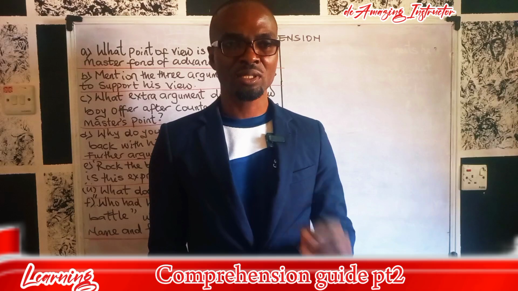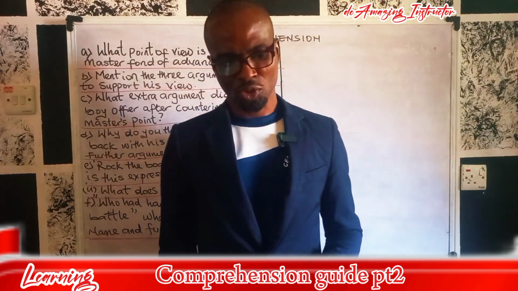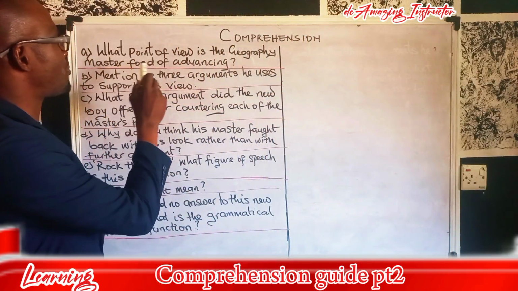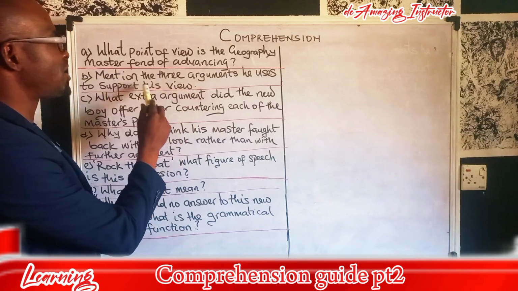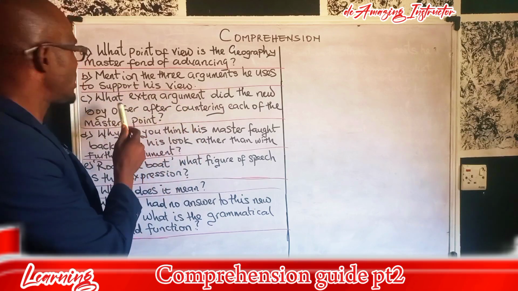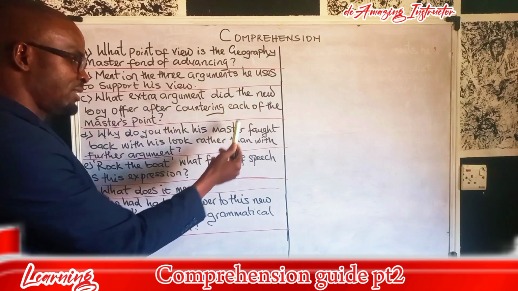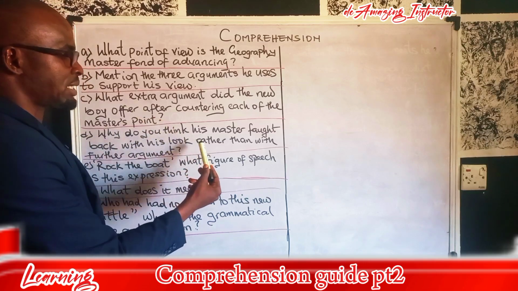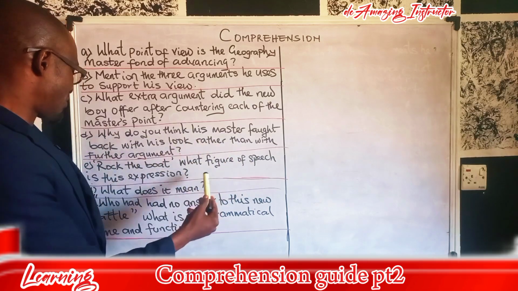the passage once and again or twice for basic understanding of what the subject matter is all about. Let me just quickly read the questions here to your hearing. The first one is, what point of view is the geography master fond of advancing? Second question, mention the three arguments he uses to support his view. The third one, what extra arguments did the new boy offer after countering each of the master's points? The fourth one, why do you think the master fought back with his look rather than with further argument?